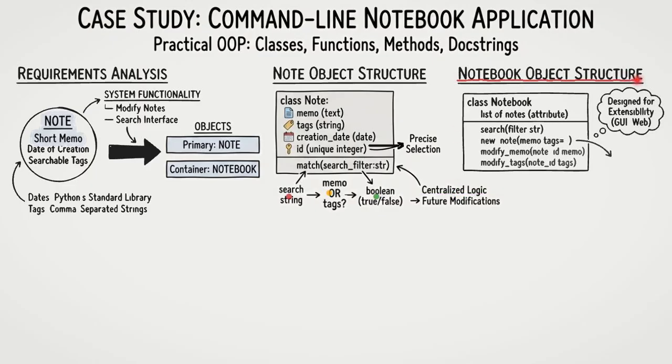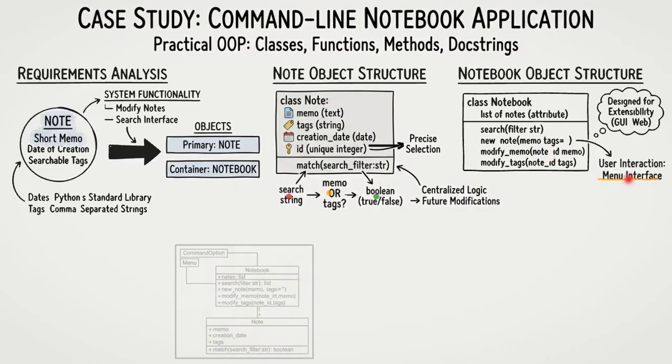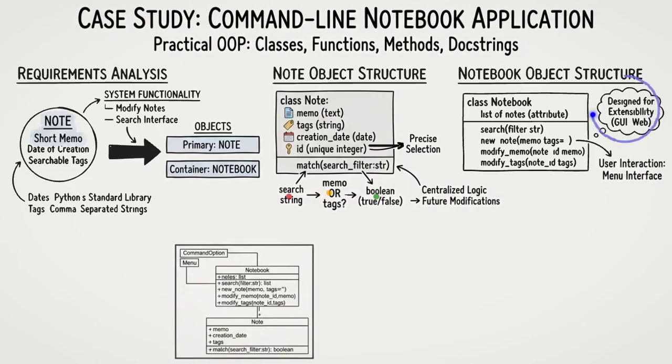Moving over to the notebook object, it functions as a controller. It maintains a list of notes as an attribute and includes methods to search, add new notes, and modify existing memos or tags. For user interaction, we are using a menu interface initially, but the notebook class is designed for extensibility, meaning it can easily support graphical or web interfaces later.